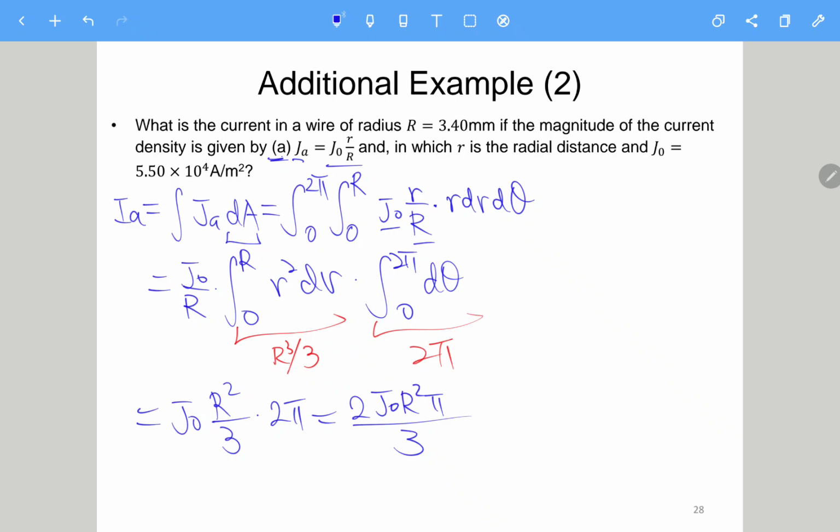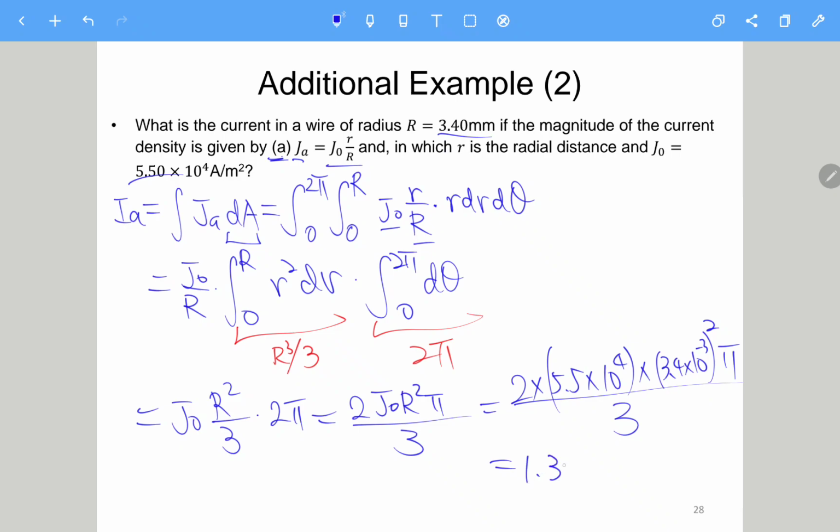Actually, I need to plug in the number. So this is 2 times J0, J0 is this one, 5.5 times 10 to the 4th power, and then R squared is 3.4 times 10 to the negative 3rd, squared, and then pi over 3. So this value is 1.338.